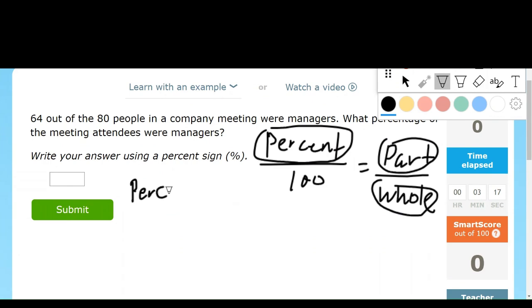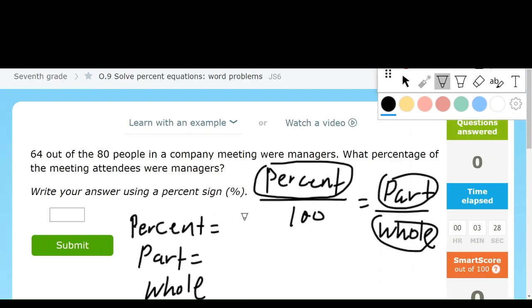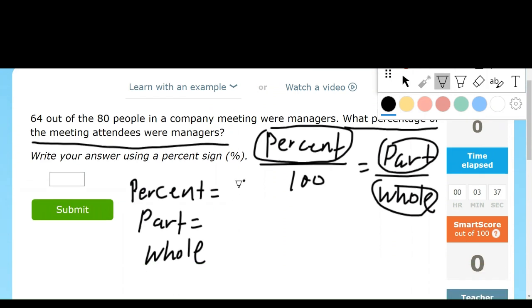Percent, part, and our whole. Do we know what the percentage is? Well, that's what we're trying to find. What percentage of the meeting attendees were managers? We don't know that, so I'm going to use X to represent the unknown amount.